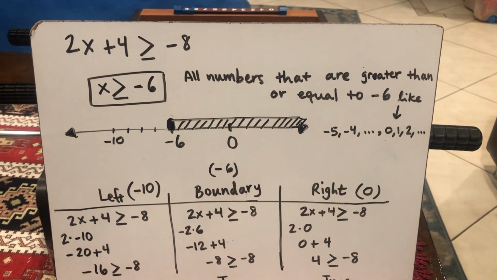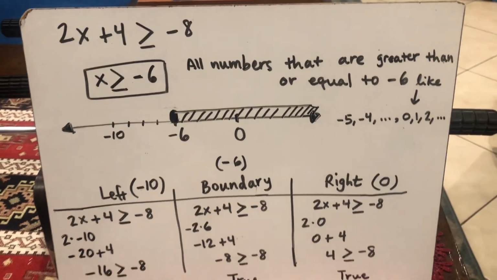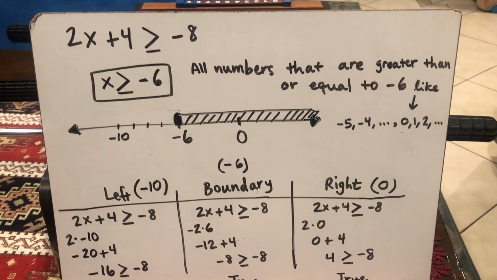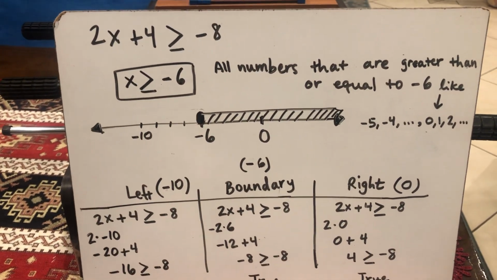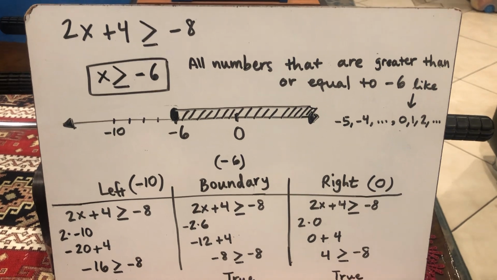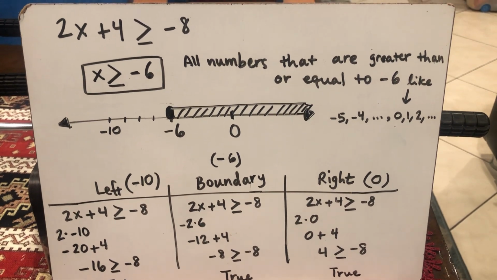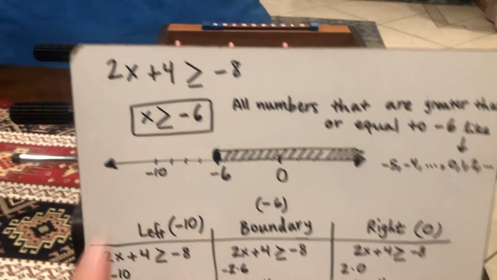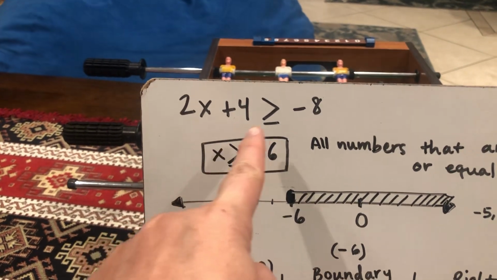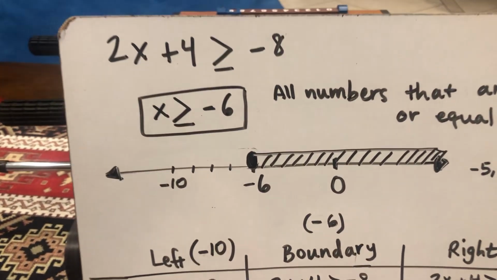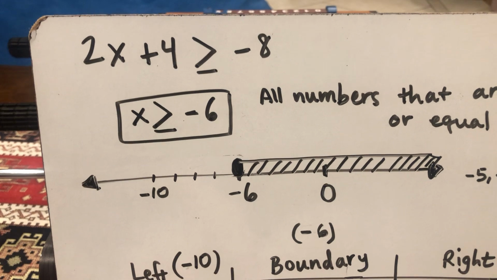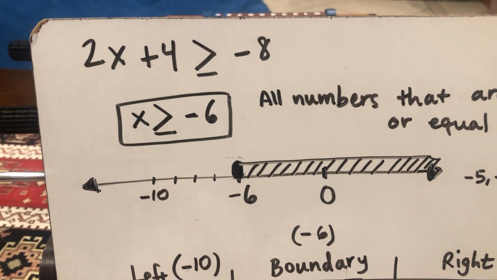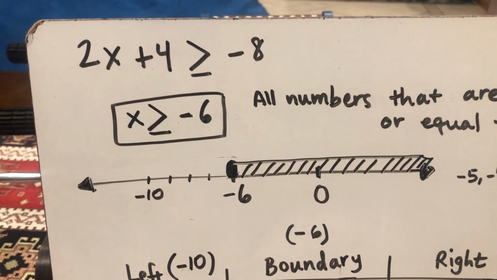Okay, so questions have been coming up about the checking part. So I'm just gonna record a quick short video. Hopefully it helps. So I have an inequality here, 2x plus 4 greater than or equal to negative 8. So you can pause the video and solve it.